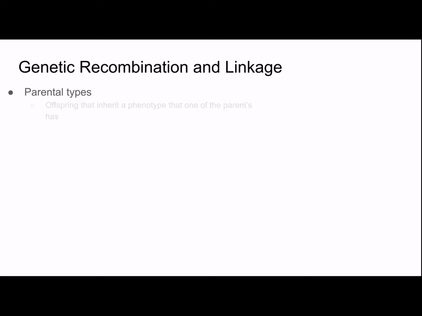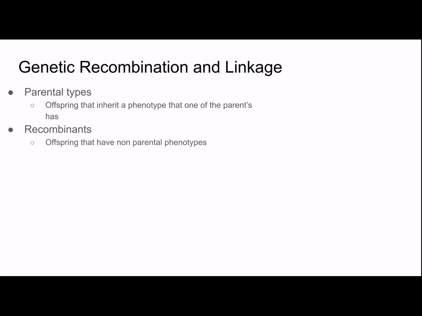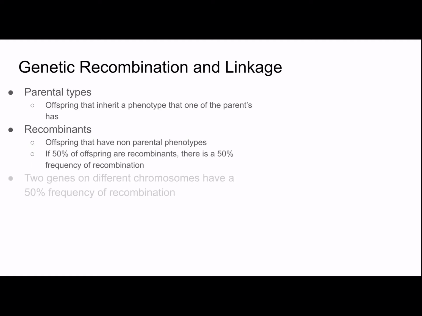Parental types are offspring that inherit a phenotype that one of the parents has. Recombinants are offspring that have non-parental phenotypes. If 50% of offspring are recombinants, there's a 50% frequency of recombination. Two genes on different chromosomes have a 50% frequency of recombination.